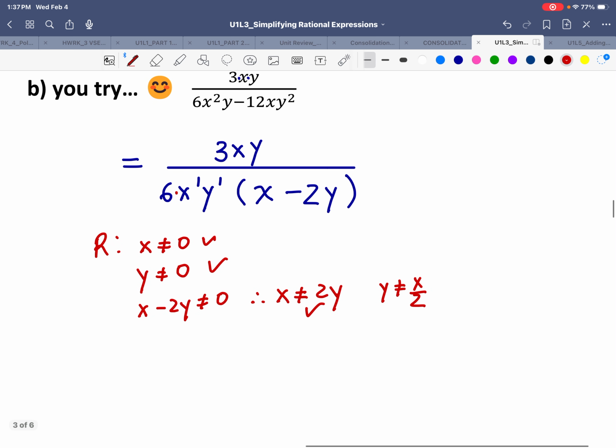So once you state your restrictions, you're free to start simplifying. Numbers 3 and 6 will simplify to 1 over 2.